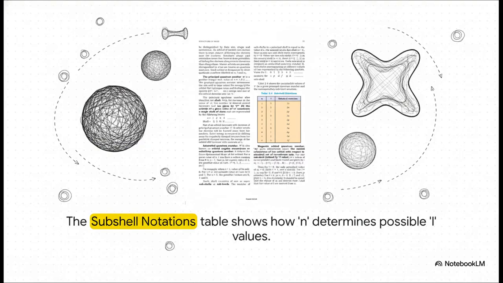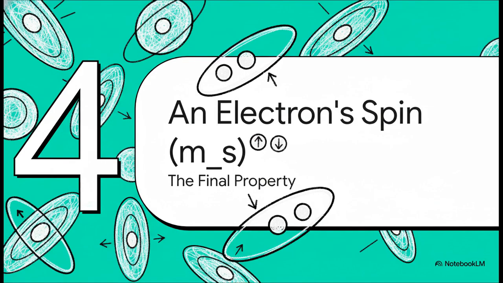Now, scientists have some shorthand for these shapes. An L value of 0 is called an S subshell. That's the spherical one. An L of 1 is a P subshell. That's the dumbbell shape. So if you look at the row for n equals 3, you see that L can be 0, 1, or 2. What that really means is the third energy level contains an S neighborhood, a P neighborhood, and a D neighborhood. It's a collection of 3 totally different types of communities. So, we've got the energy level, the shape of the orbital, and which way it's pointing. We've pinpointed a single street.